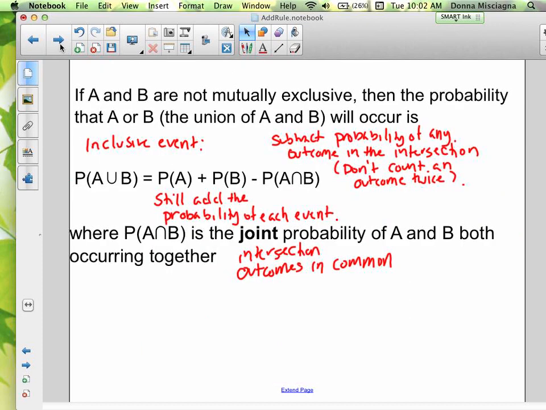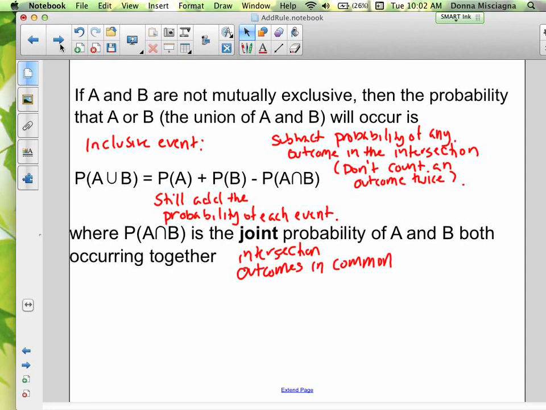All right, so this is in your notes, and then I want you to add a little bit to the part that's in red. So if A and B are not mutually exclusive, then the probability that A or B, the union of A and B, will occur is, so this is an inclusive event, not mutually exclusive, we're going to still add the probabilities of each event. So we're going to add the probability of A plus the probability of B, but we have to subtract any probability, any outcome in the intersection. If we don't, we're going to count it twice. We're going to count it once for A and once for B, and it doesn't get to be counted twice.